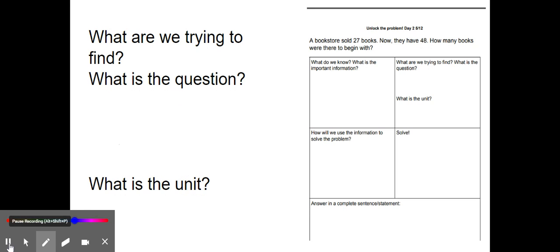The next box says, what are we trying to find? What is the question? What is the unit? I'm going to underline the question. How many books were there to begin with? We're trying to find how many books there were in the beginning. And the unit is books.